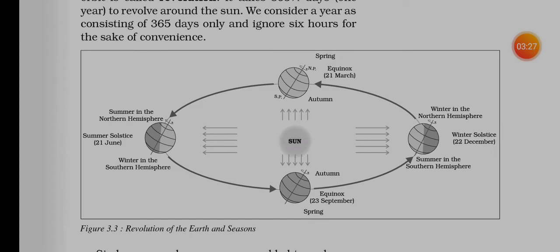Another thing you will see is equinox. This is the time of year when both the day and night are of equal length. It is because the sun rays are directly falling on the equator, so March 21st and September 23rd witness equal day and night.